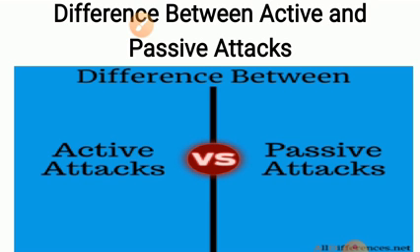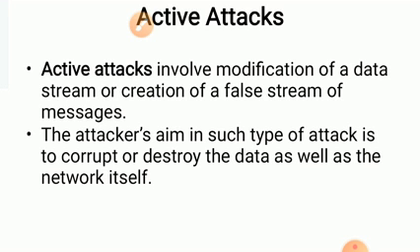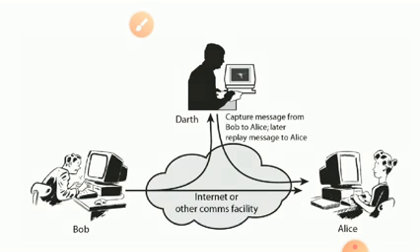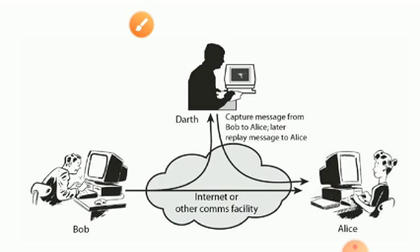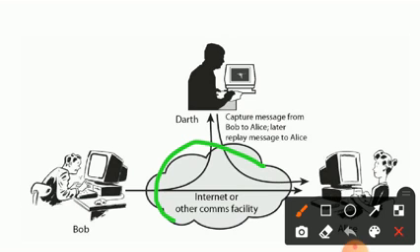Now come to the difference between active attack and passive attack. First, let's understand what is active attack. Active attack involves modification of data, means the attacker is actively involved in between the communication, what is happening between the sender and receiver. Maybe the main aim of the attacker is to corrupt or destroy the data as well as the network itself. For example, let's understand there are two. One sender is Bob and there is one receiver Alice. They are communicating on this network.